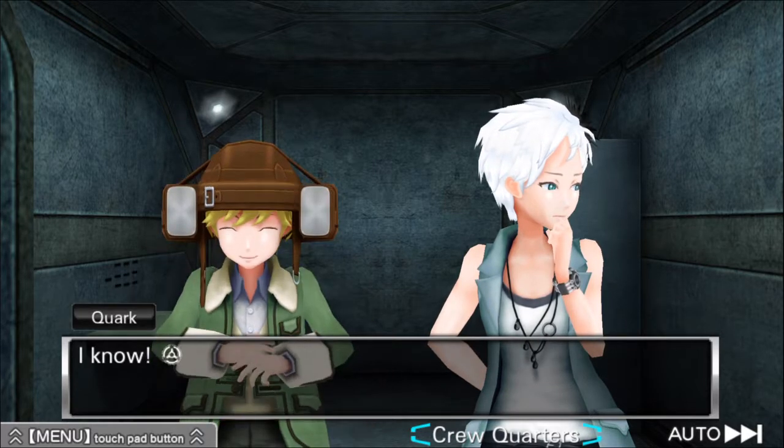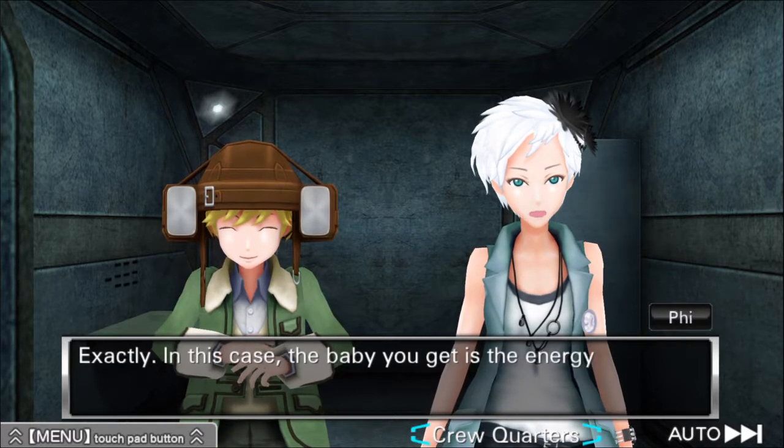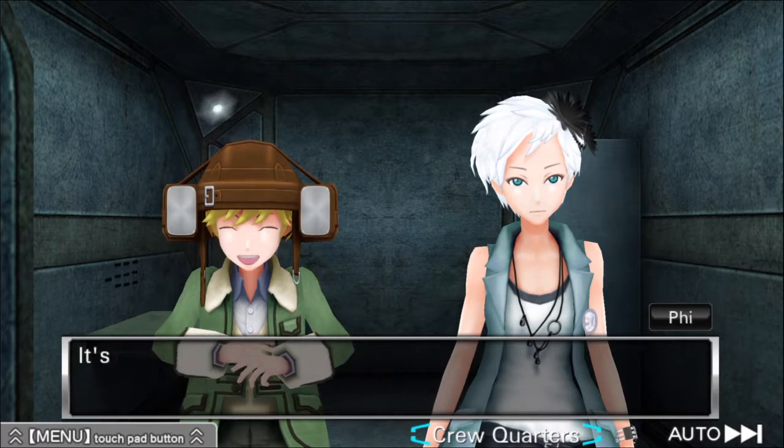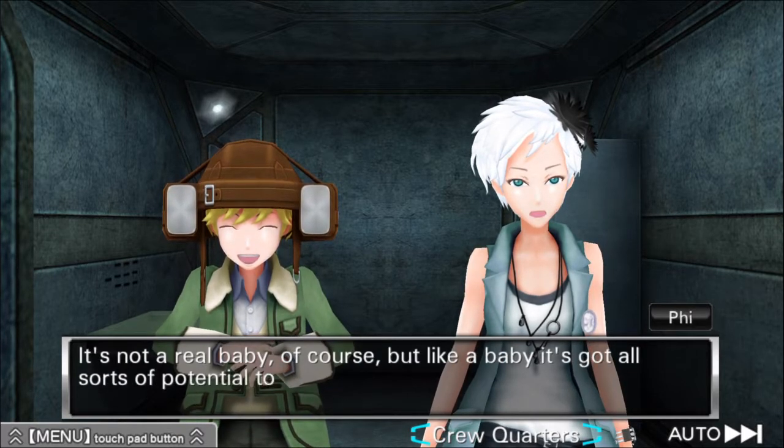I know! A baby! Exactly. In this case, the baby you get is the energy from the annihilation. It's not a real baby, of course, but like a baby, it's got all sorts of potential to do amazing things.